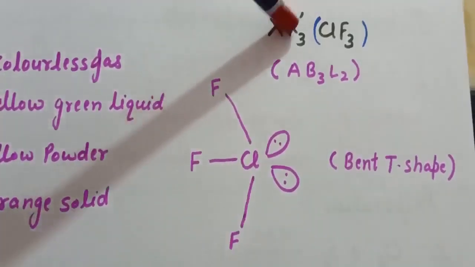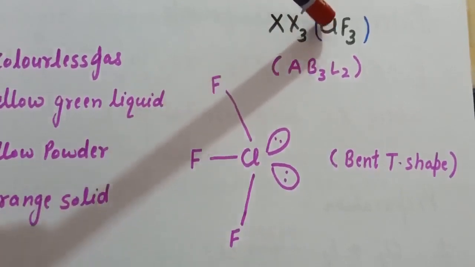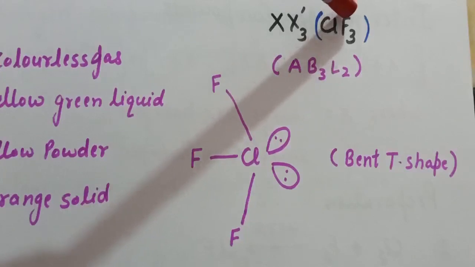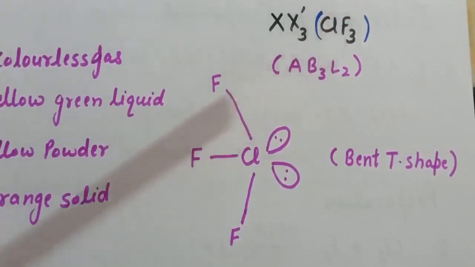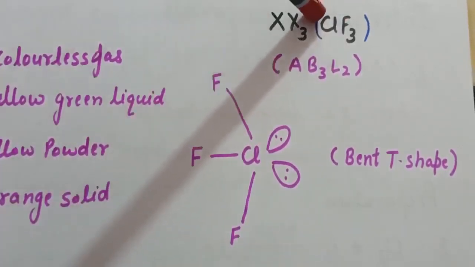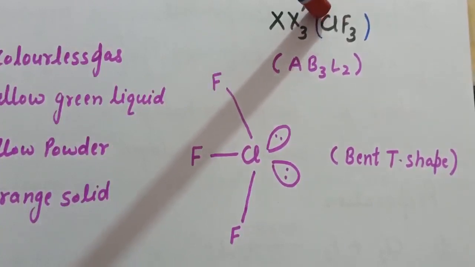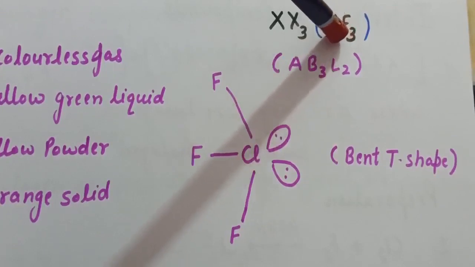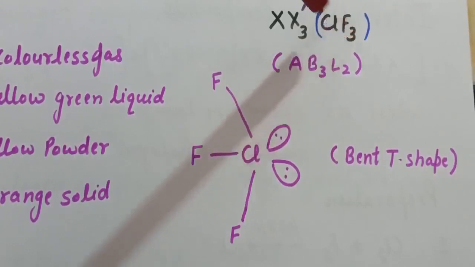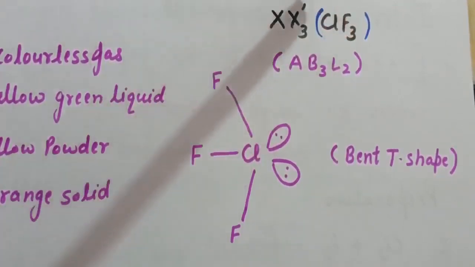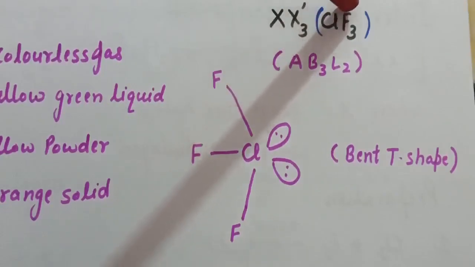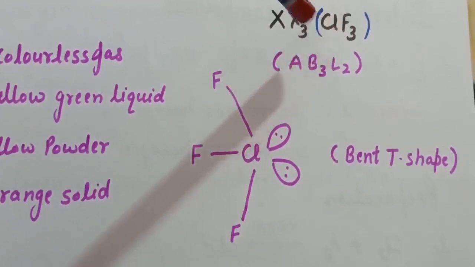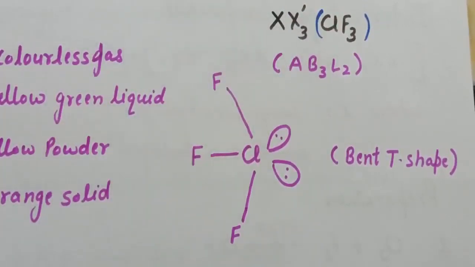So in XX'3 we are taking the example of ClF3. Here chlorine is the central atom and fluorines are side atoms. Now chlorine has 7 valence electrons. Out of these 7 electrons, 3 will participate in the bond formation with these fluorine atoms. Now 4 electrons are left on chlorine. 4 electrons means 2 lone pairs of electrons.